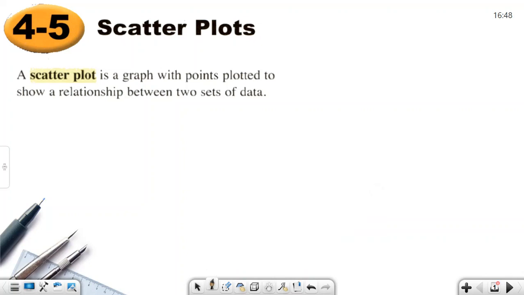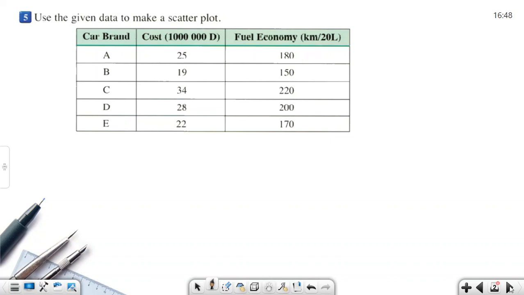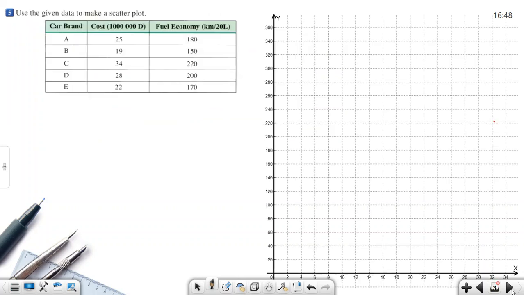4.5 Scatter plots. A scatter plot is a graph with points plotted, so we will put some points to show a relationship between two sets of data. So let's see what kind of data we have here. Okay, we have car brands. These are different types of car, and their prices here, and their fuel economy, how much fuel they use. Let's put them on a graph. Okay, the graph is here.